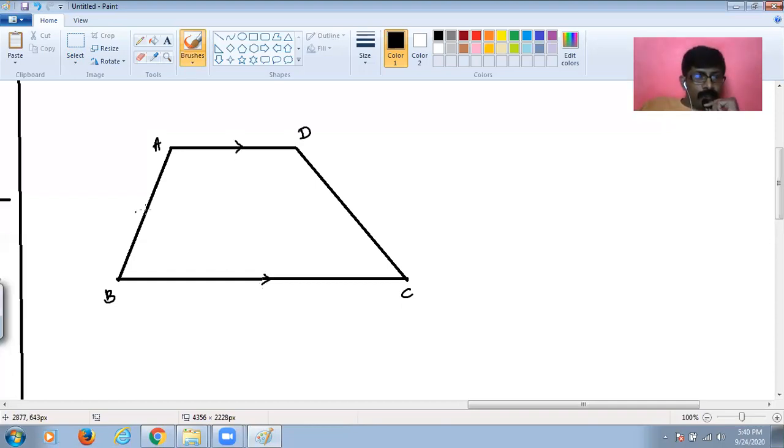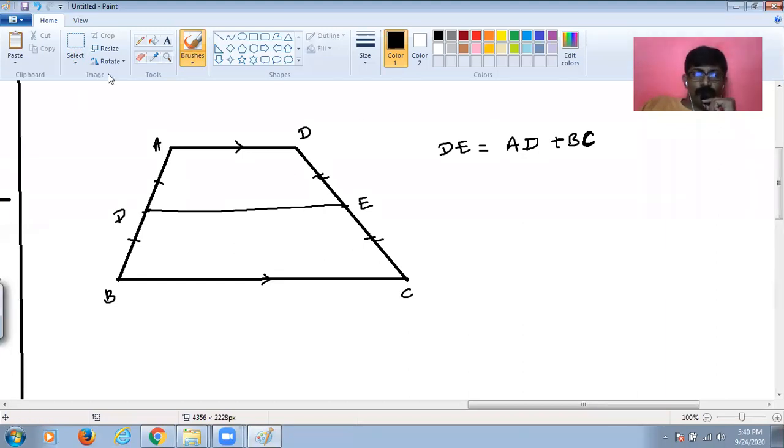And now if D is a midpoint of AB, and let's say E is a midpoint of CD, so these two are equal, then DE is equal to AD plus BC. I hope you understood. This is a very important property of trapezium. So property of trapezium.